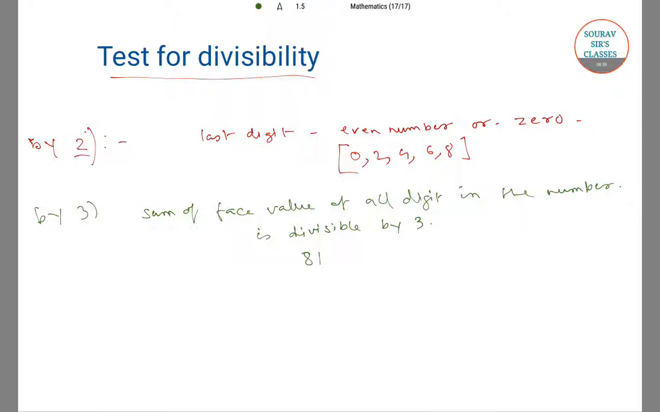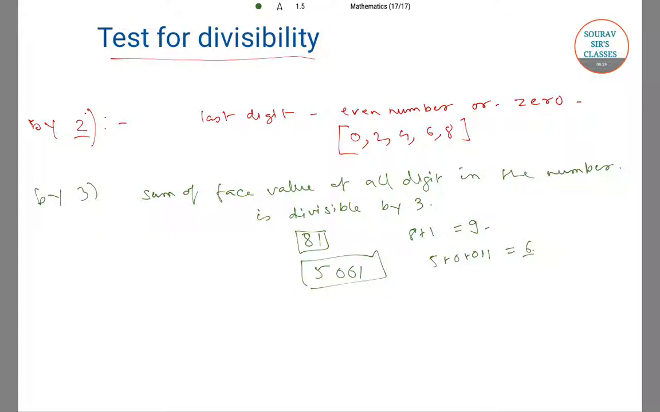81. So 8 plus 1 is equal to 9. Now 9 is divisible by 3, so 81 is also divisible by 3. Or 5001. The sum of the digits would be 5 plus 0 plus 0 plus 1, which is equal to 6. 6 is divisible by 3, hence 5001 is also divisible by 3.